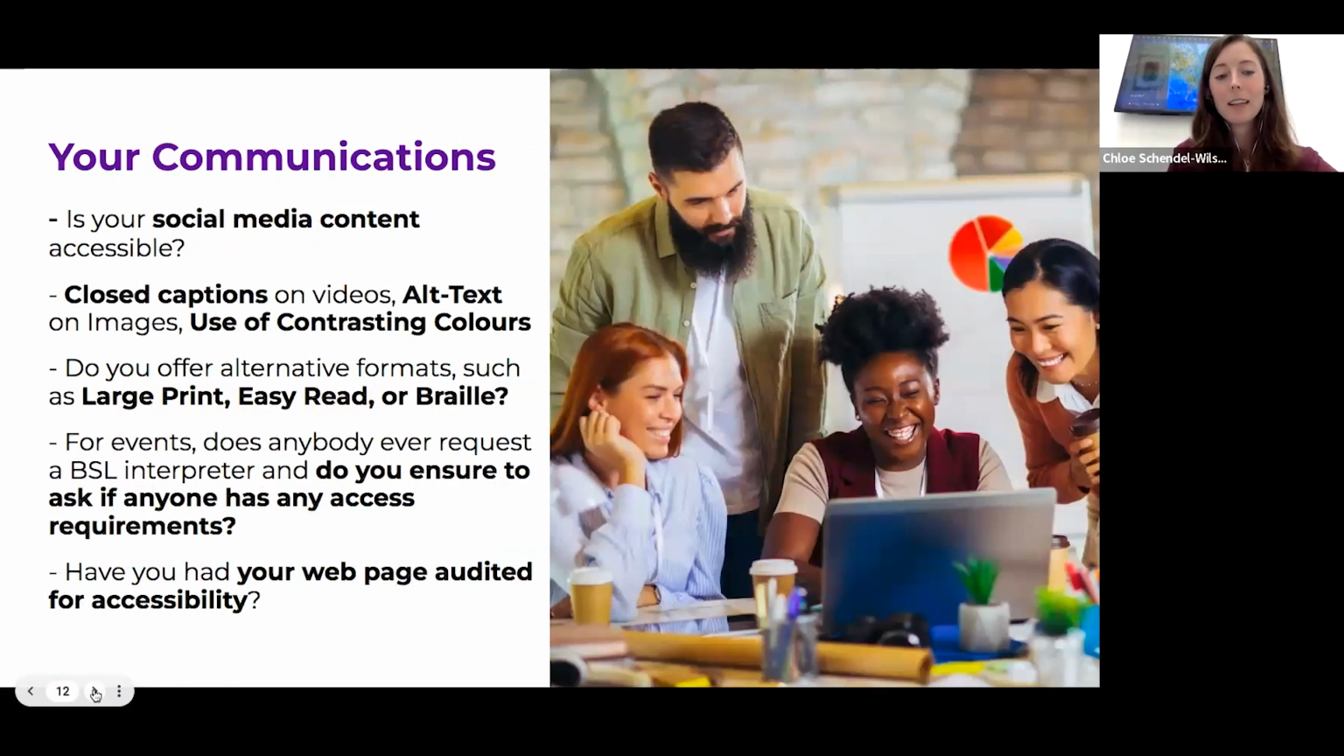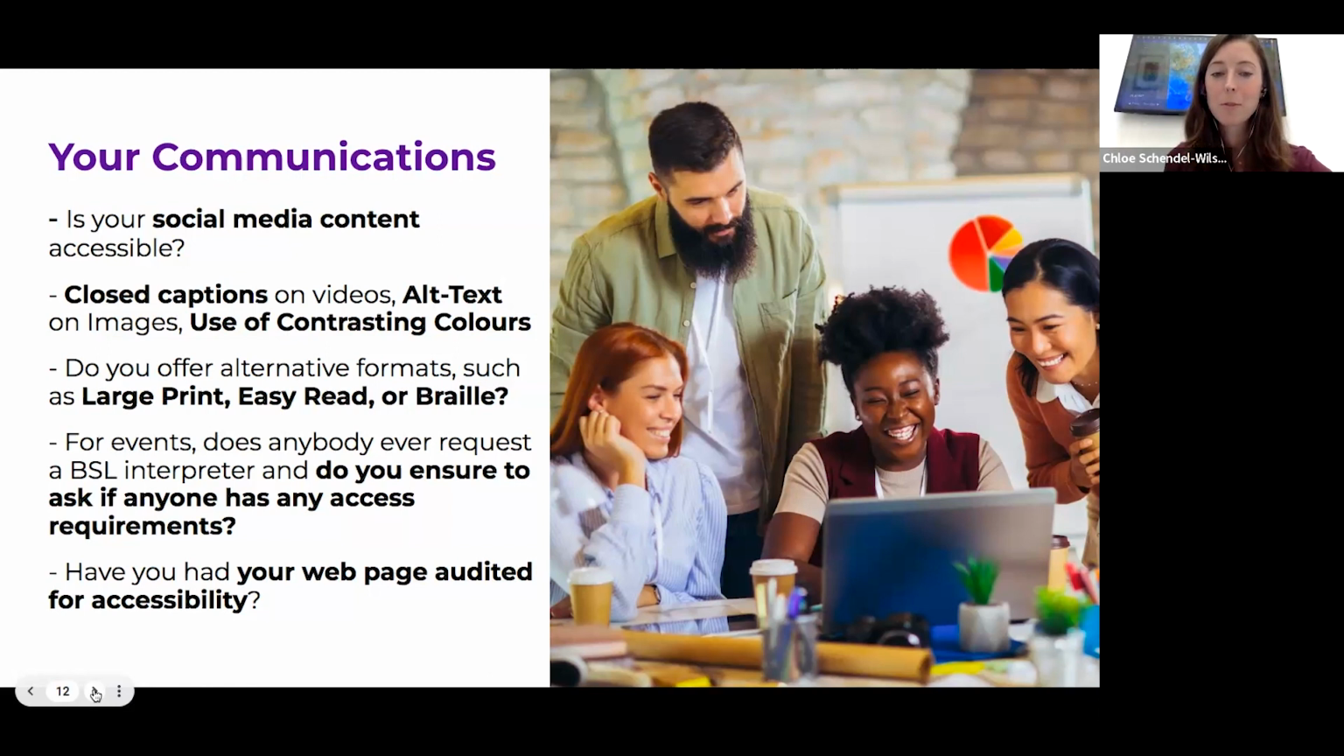Communications can say a lot. We put out our reports, for example, in PDF format, but we also do a large print version, an easy read for people with learning disabilities, and an audio report as well, just to make sure we've got all bases covered, and people can contact us if they want to request Braille too.